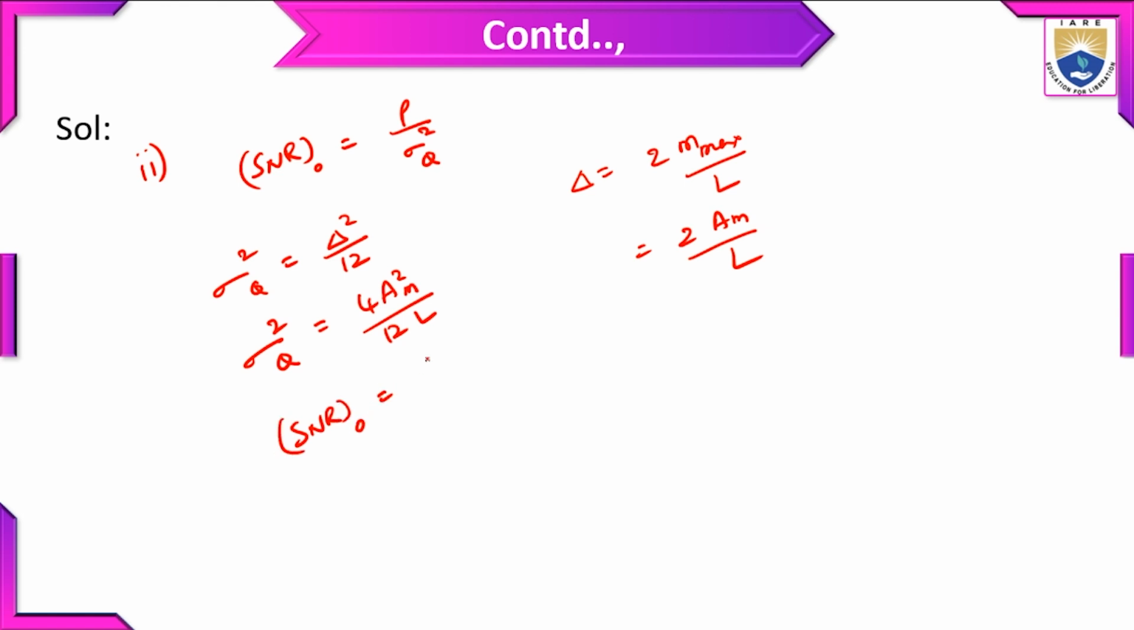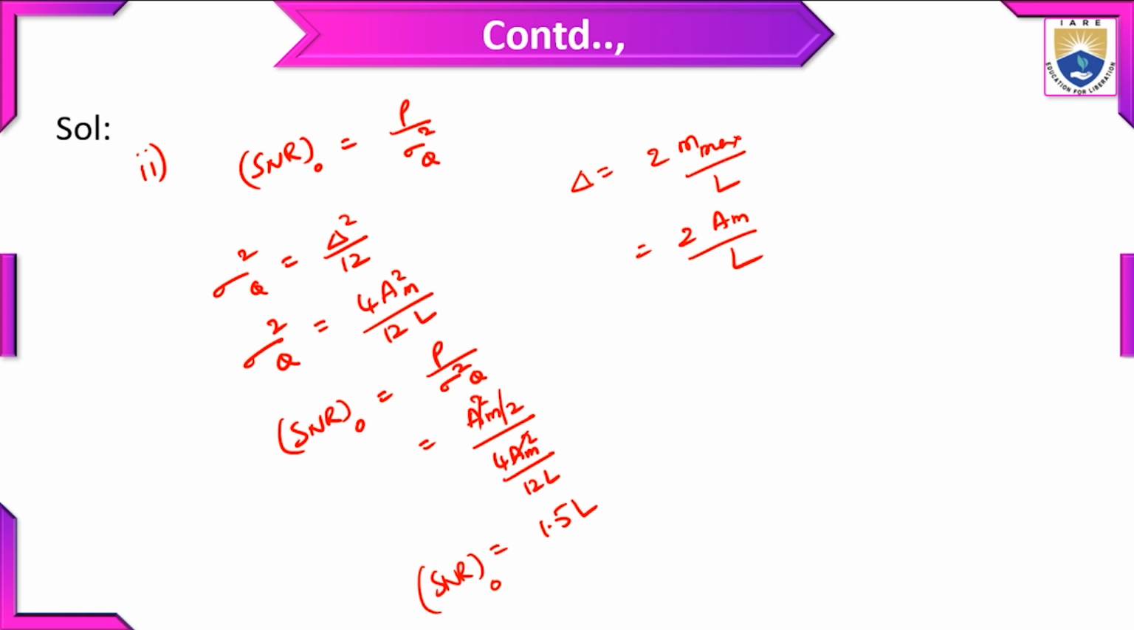Okay. So SNR, signal to quantization noise ratio, is equal to P by sigma square Q. So here P is the average power of the message signal. Here Am we can consider as the maximum amplitude of the message signal. So we can use Am square by 2. This is my average power, and the mean square error of the quantization noise is 4 Am square divided by 12 L. So after solving this, what do you get? Here Am square is going to cancel, and finally we get 1.5 L. This is my SNR.